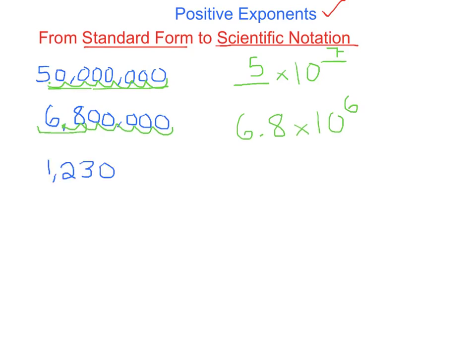Okay, example number 3, 1,230. Put the decimal right after the front number. So then we have 1.23, and then times 10 to what power? We would move the decimal 1, 2, 3 times.